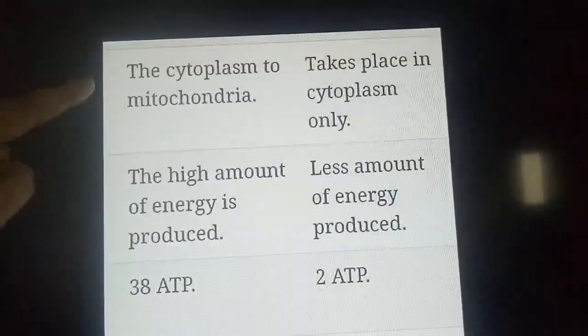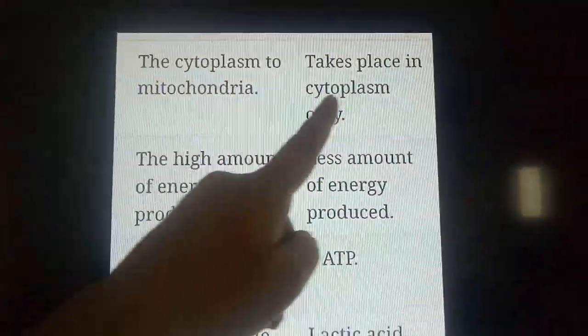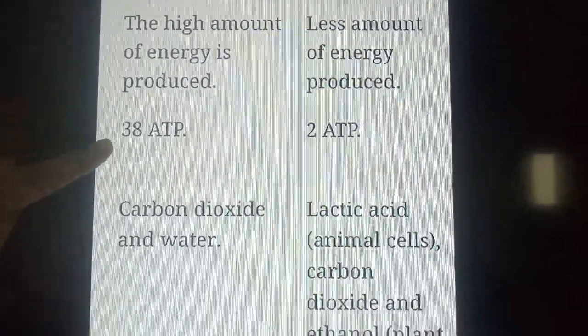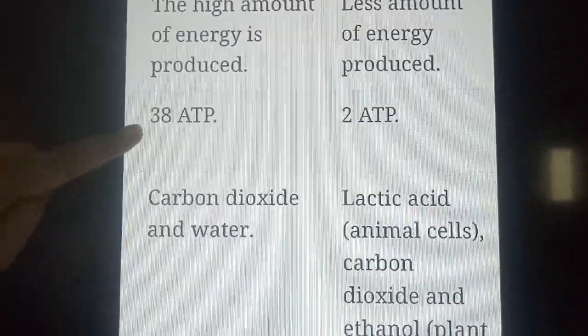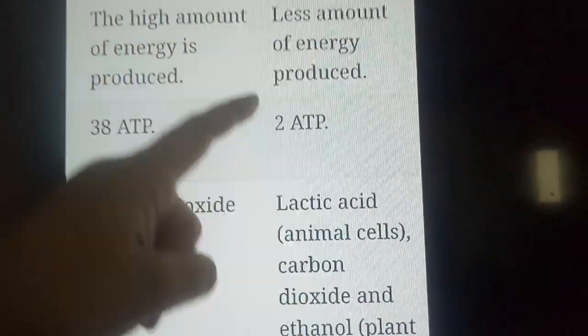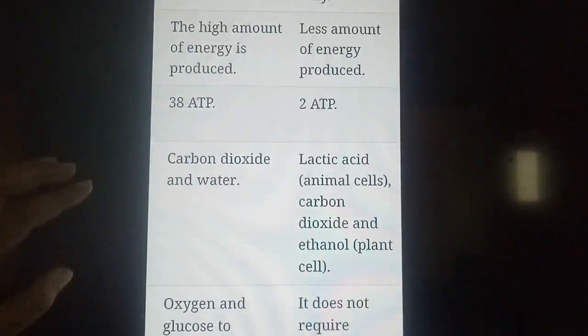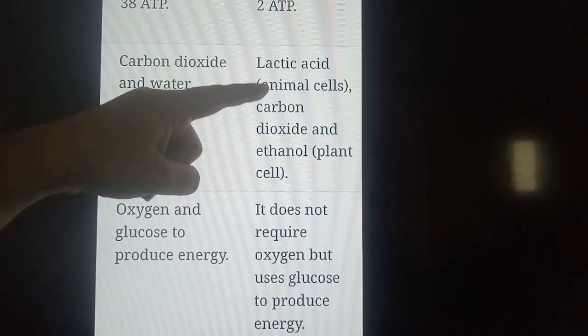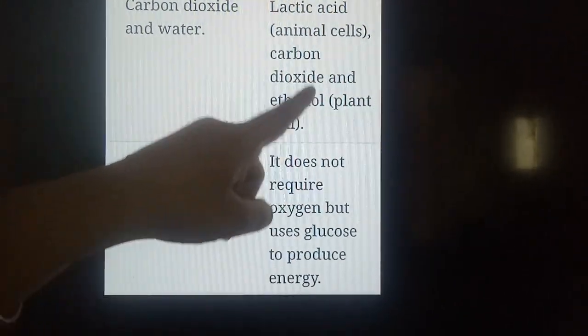So already we have seen aerobic respiration takes place in cytoplasm and mitochondria, while anaerobic happens only in cytoplasm. In aerobic respiration a higher amount of energy is produced, that is 38 ATP molecules, and in anaerobic a lesser amount of energy, that is 2 molecules of ATP, is produced. Okay, and the byproducts are carbon dioxide and water. Here it is lactic acid, or carbon dioxide and ethanol in the plant cell.